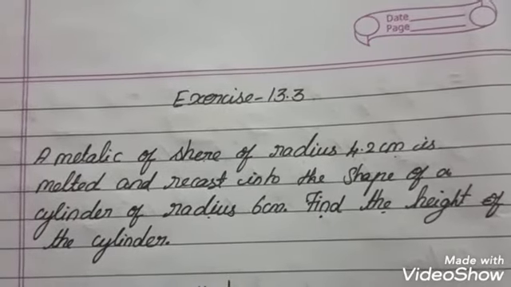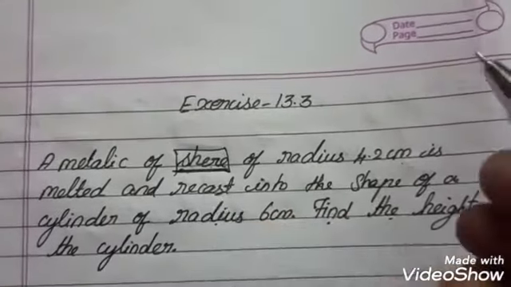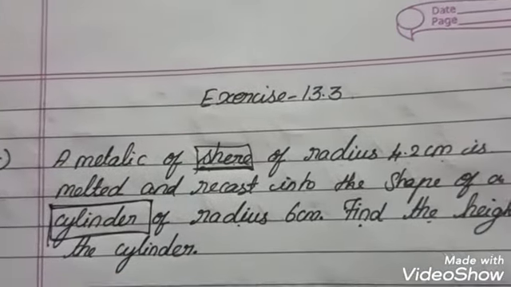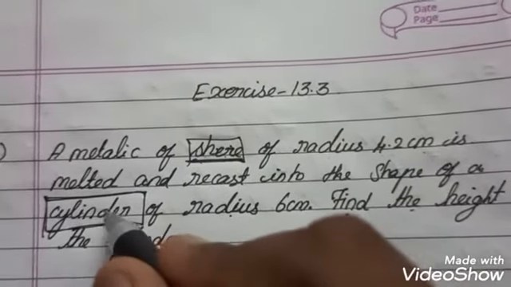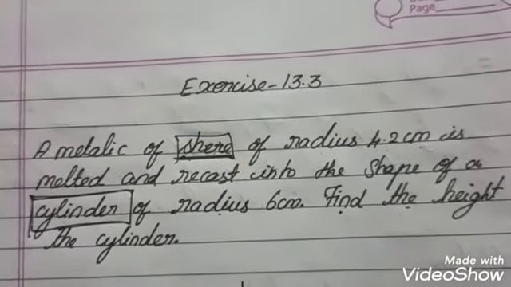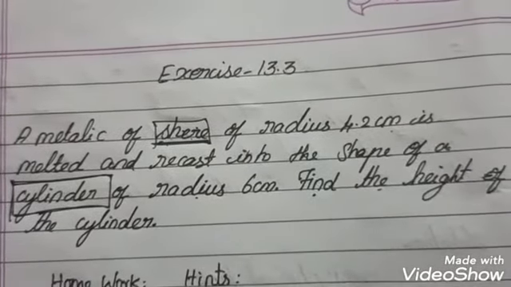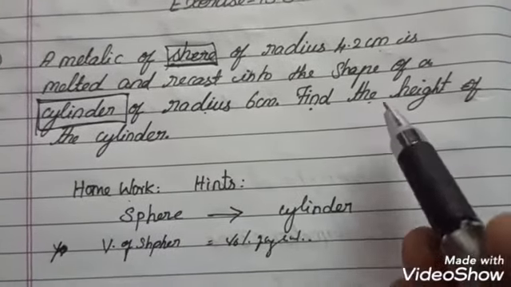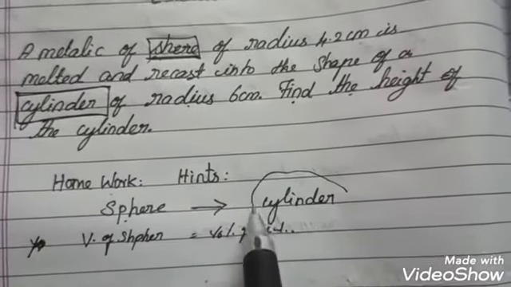So here, what are the different shapes? One is a sphere. This sphere can be recast into a cylinder. Because of this conversion, the shape is different, and which one remains the same? Already I told you, the volume remains the same. So here you need to find the height of the cylinder by comparing the two volumes. I just gave the hints to you. Sphere can be recast into a cylinder, and you need to find the height of the cylinder.